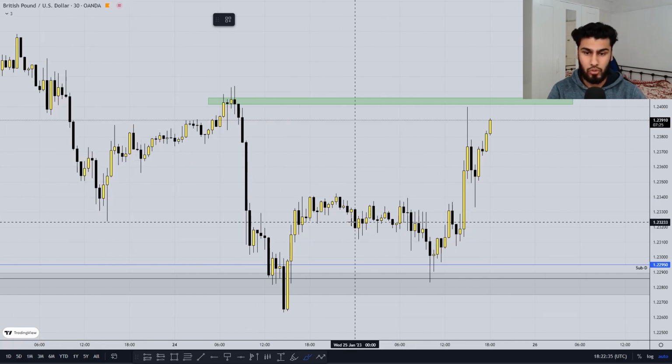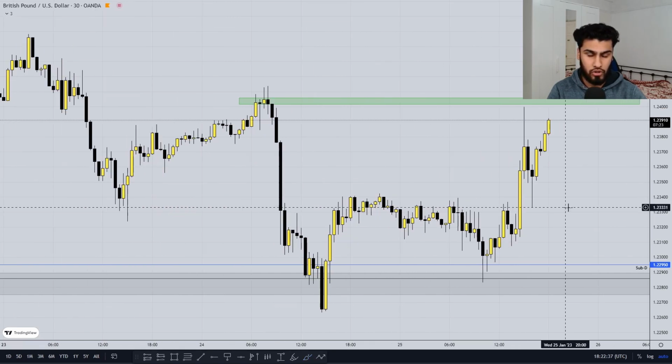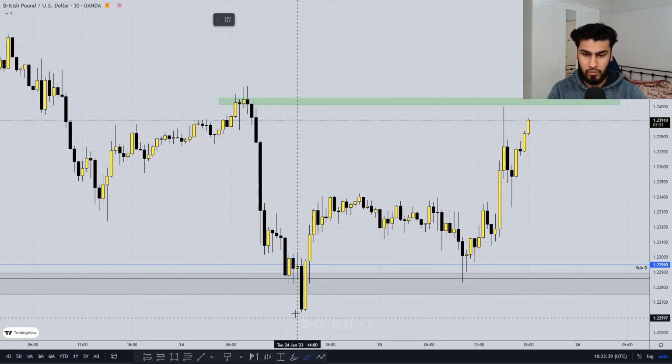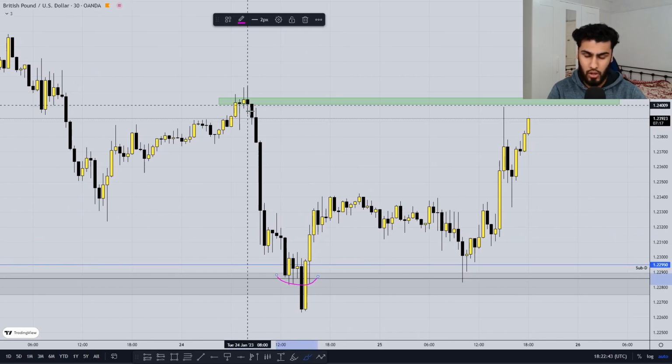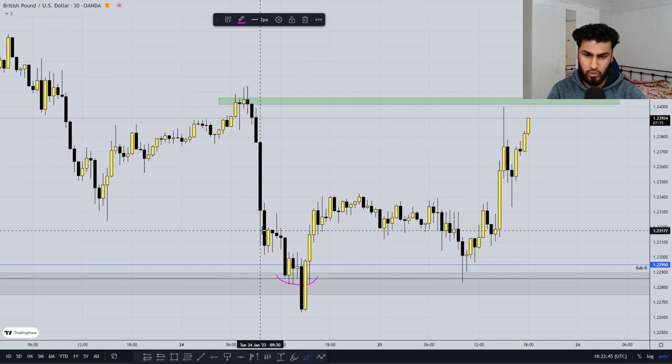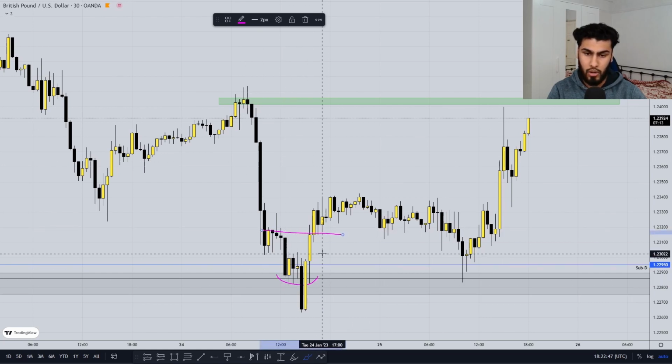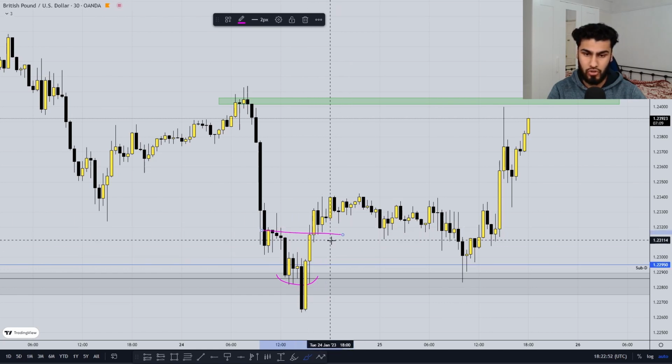Knowing that, we can then zoom in and start looking at the substructure, and you can see price then started to form this higher high formation within this overall uptrend. So you can see we've got a nice break of structure, and now the 30-minute is bullish in terms of the substructure over here.